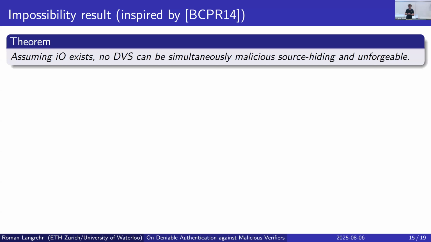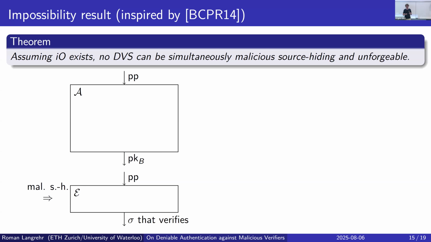So next I want to describe our impossibility result. The high-level idea is very similar to the work by Bitansky et al. that I mentioned before. Formally it says, assuming iO exists, no DVS can be simultaneously malicious source hiding and unforgeable. The idea of the proof is that malicious source hiding guarantees that when we have such an algorithm A that inputs the public parameters and outputs a public key, then there is an extractor that gets the same input and can simulate signatures. And in particular, these signatures should verify. Otherwise, they would not be very convincing and very easy to distinguish.